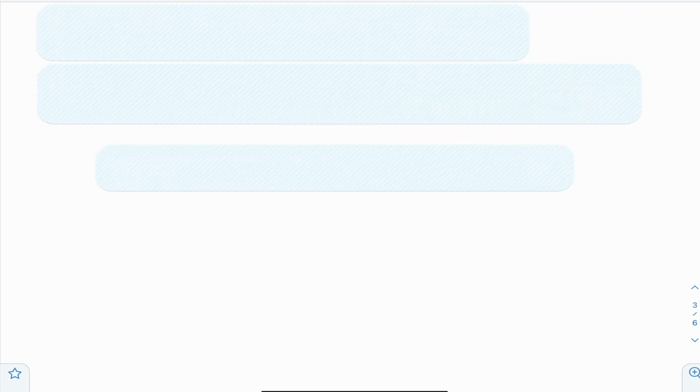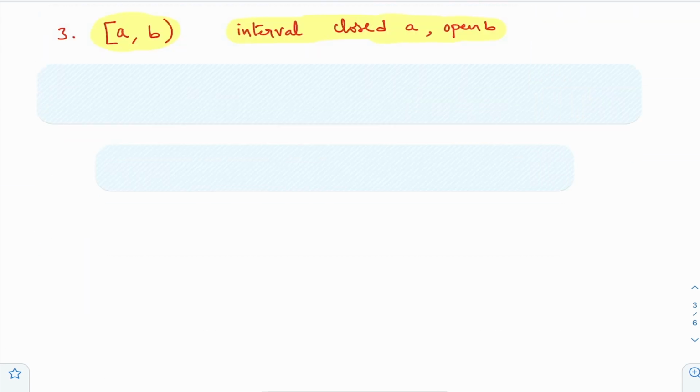Now we'll learn about this third one. Observe this third one. What is this? You see here, a closed bracket is there, and here an open bracket is there. How do we read this interval? Look here. The interval closed a, this side closed bracket, then the interval closed a open b. We read it as the interval closed a open b.